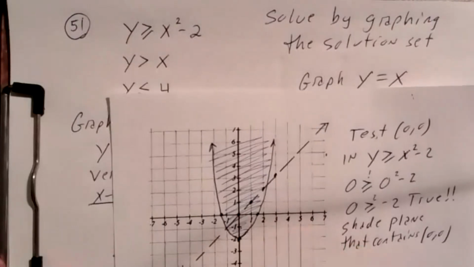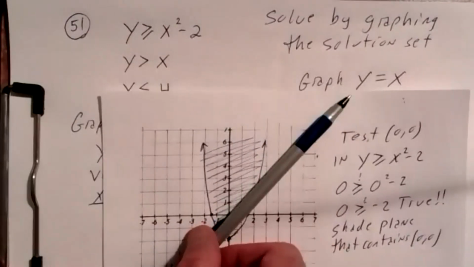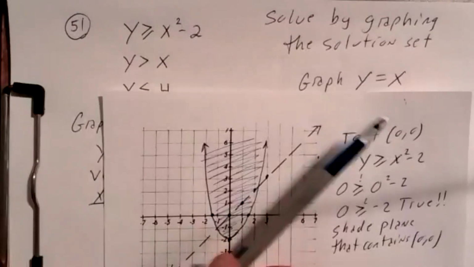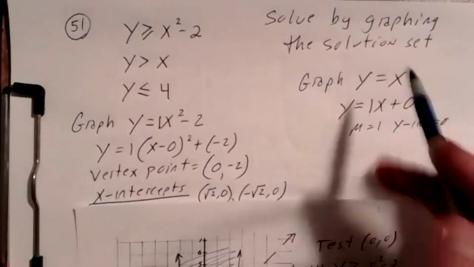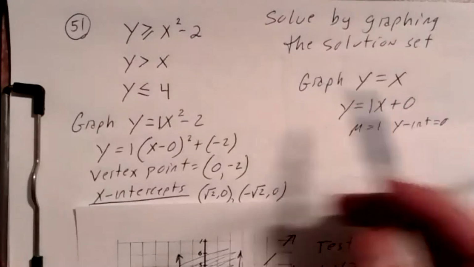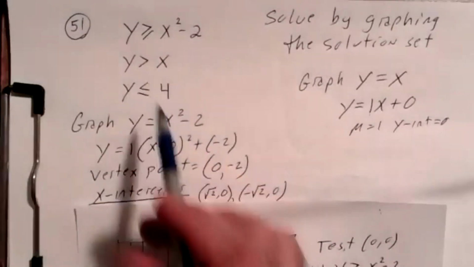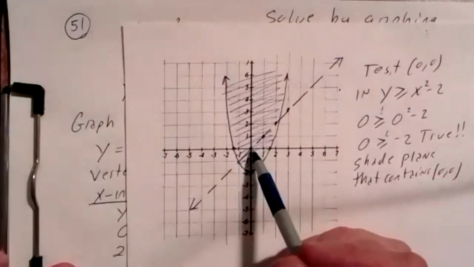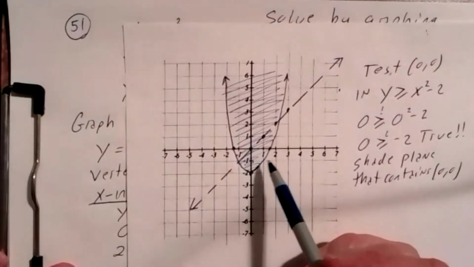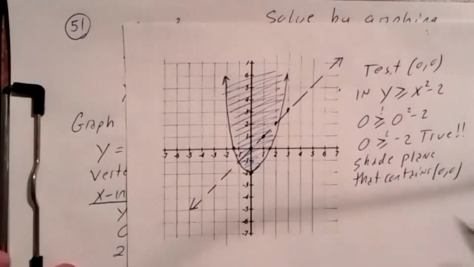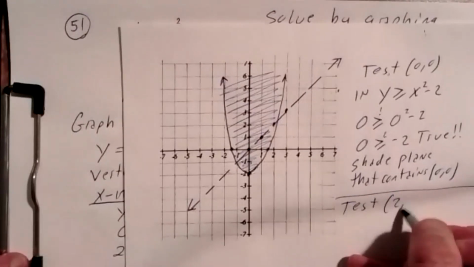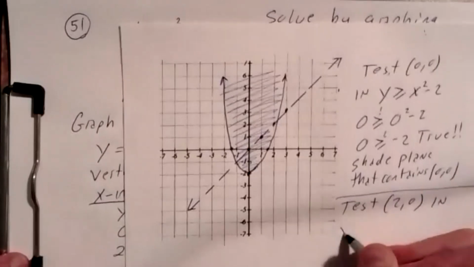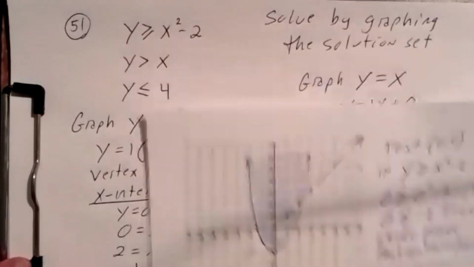Now we need to make a determination. Do we shade the plane below and to the right or above and to the left? To answer that question, we need to test a test point in the second inequality, y greater than x. 0, 0 is not available. We have to choose some other point. I'm going to choose 2, 0. So I'm going to test 2, 0 in the second inequality that says y is greater than x.